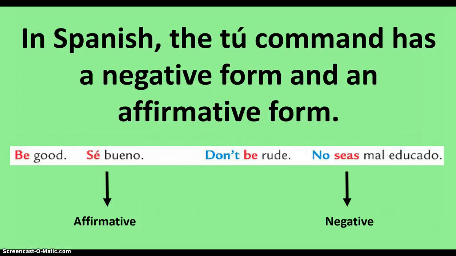In Spanish, the tú command has a negative form and an affirmative form. So you can see the affirmative form of be good is sé bueno. And then if we want to say don't be rude, we would say no seas mal educado. You can see that for the negative form we had to add the word no, but also the command changed. Really quick, do you remember who you would use tú commands with? You would probably use tú commands with friends, classmates, or family members, especially younger family members.